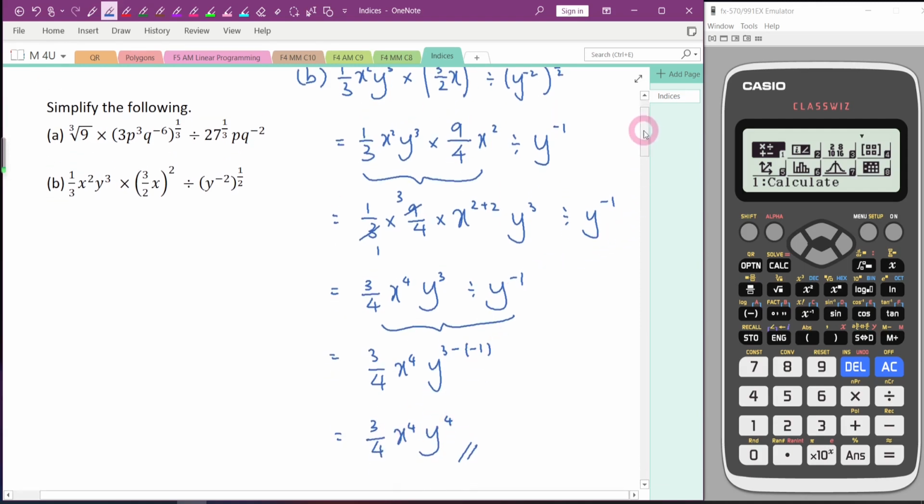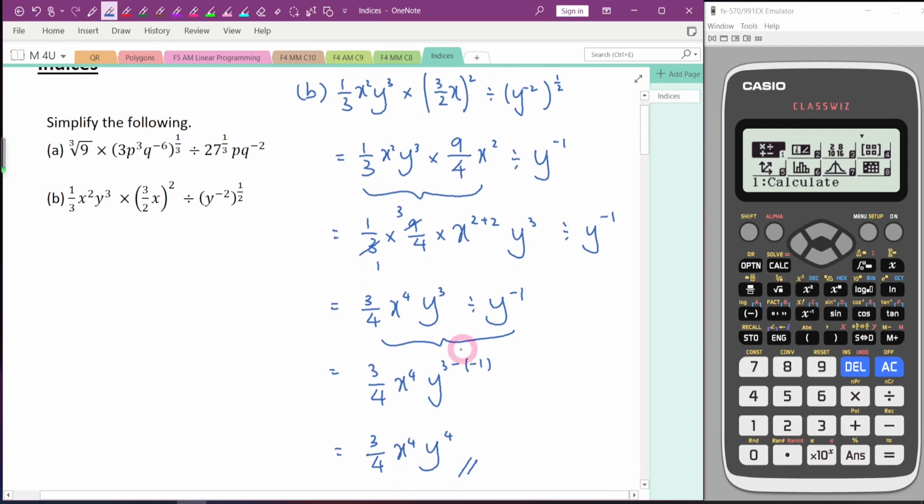Now, in this question, if you want to check whether this answer is correct or not, you can do it this way. If this is equal to this, this means that this divided by this will always give you 1 because they are equal. Or this minus this will give you 0. So in this part, I'm going to show you how to check our answer, whether correct or not correct.